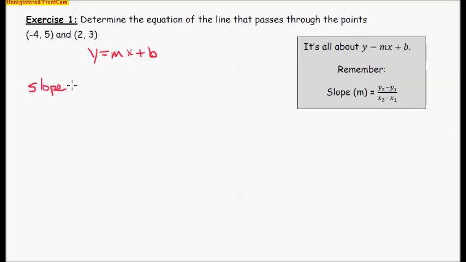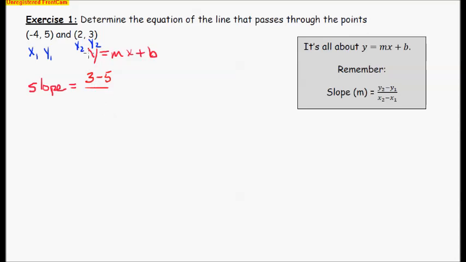So I'm going to use my equation over here, and I'm just going to use these 2 points that they give me. They say the line definitely goes through these 2 points. So I'm going to call this one my first point. So this is x sub 1, and this is y sub 1. This is x sub 2, and this is y sub 2. Now all I have to do is take these numbers, plug them into this equation, and do a little math. So I'm going to take 3, because this is y sub 2, minus 5, because that's y sub 1.